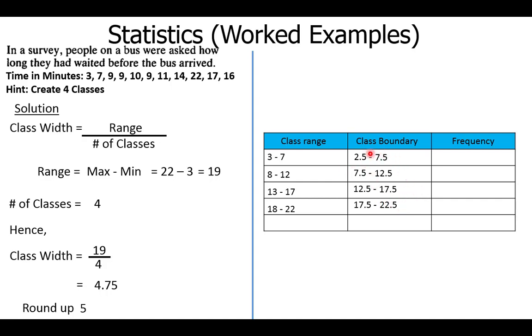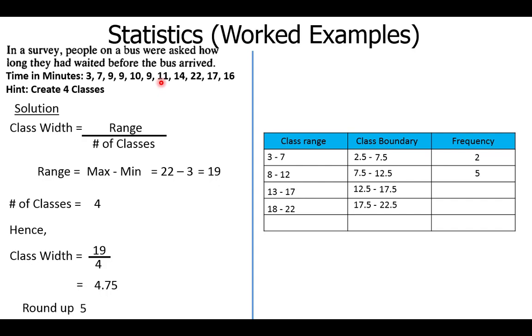Now that we've gotten our class boundary, the next thing is to get the frequency that represents each of these classes. For the first one, we have from 2.5 to 7.5. We have which numbers fall between that range. We have only 3 and 7. That's 2. So in that case, our frequency is 2. Then the next one, we have from 7.5 to 12.5. How many numbers do we have within that range? We have 1, 2, 3, 4, 5 numbers. So our frequency is 5.